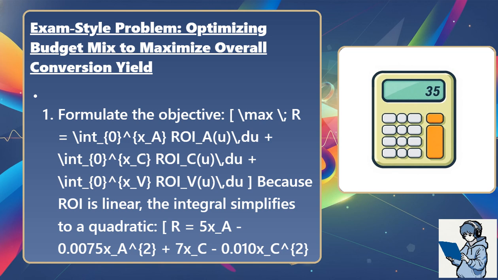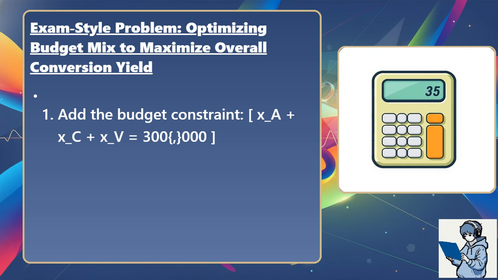R equals 5xa minus 0.0075xa squared plus 7xc minus 0.010xc squared plus 9xv minus 0.015xv squared. 2. Add the budget constraint: xa plus xc plus xv equals 300,000.